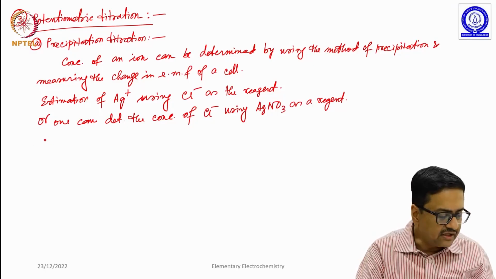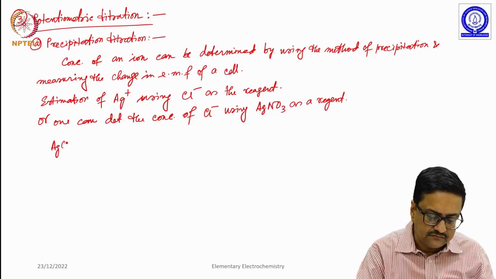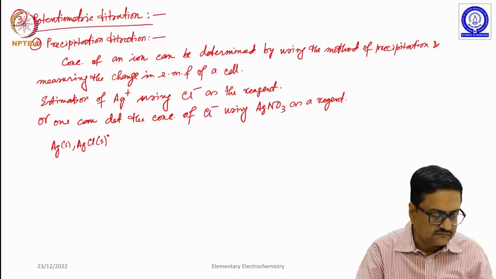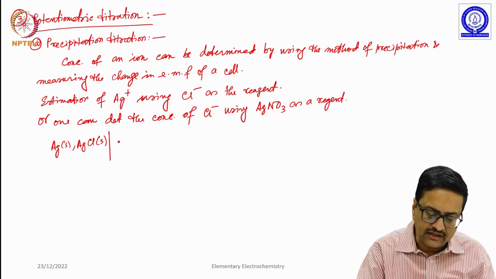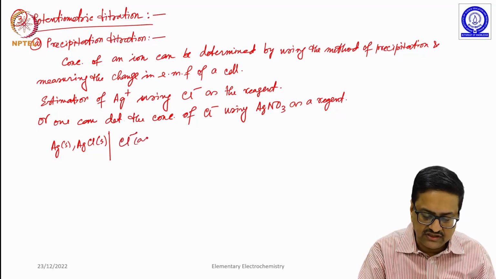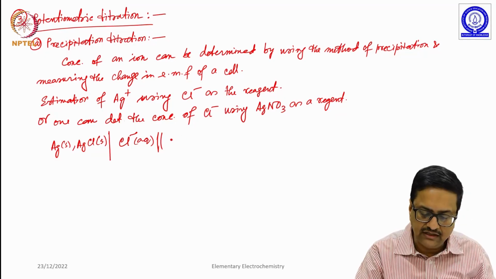So, for example, today we will take this cell: Ag solid with AgCl solid. It is kept in connection with Cl- in aqueous medium, and it is coupled with a calomel electrode.